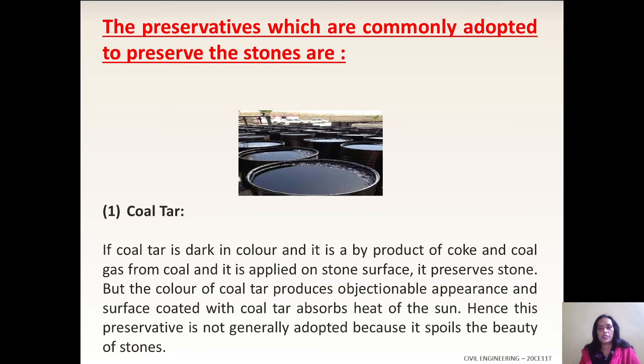The surface coating with the coal tar absorbs heat of the sun. Hence, the preservative is not generally adopted because it spoils the beauty of the stone. As we have suggested, the ideal characteristic of the preservative is that it should not give any objectionable appearance. We should not spoil the beauty of the structure. So even though coal tar preserves the stone, this is the drawback. So it is not advisable to commonly use coal tar in all the important structures.